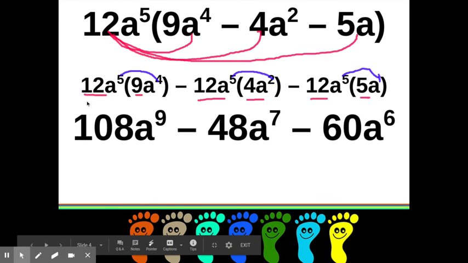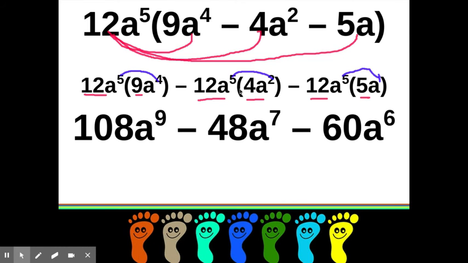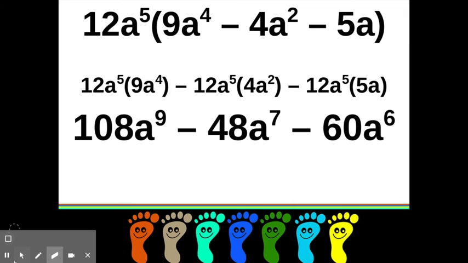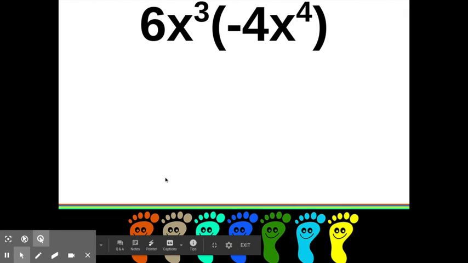So multiply and add. So 12 times 9 is 108. 5 plus 4 is 9, so x to the ninth. 12 times 4 is 48. 5 plus 2 is 7. 12 times 5 is 60. 5 plus 1 is where the 6 came from. There are no like terms left in this problem, so we are at our simplest expression.